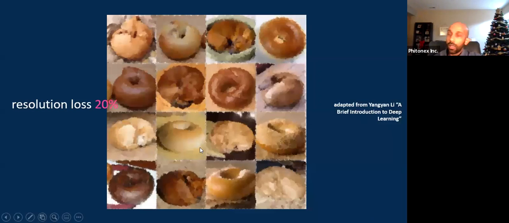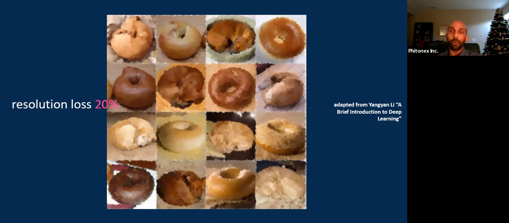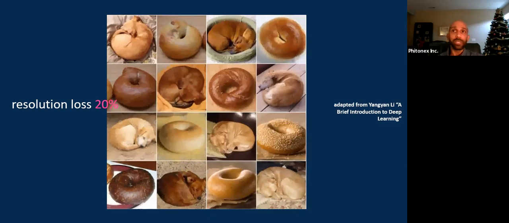So resolution is extremely important. In this case, when you look at this picture, you can probably tell that it's a picture of a bunch of bagels, right? And personally, I could go for a bagel right now. But with 20% resolution loss, it does become a little bit fuzzy, and it's maybe a little questionable as to whether or not they're all bagels. And it turns out we do have some bagels, but we also have some puppies that are just trying to take a nap. So resolution is very important.